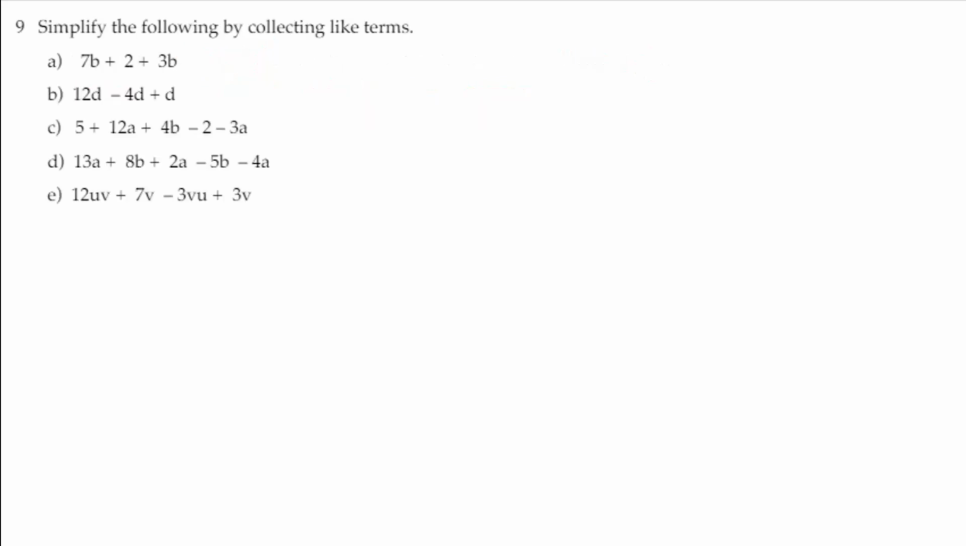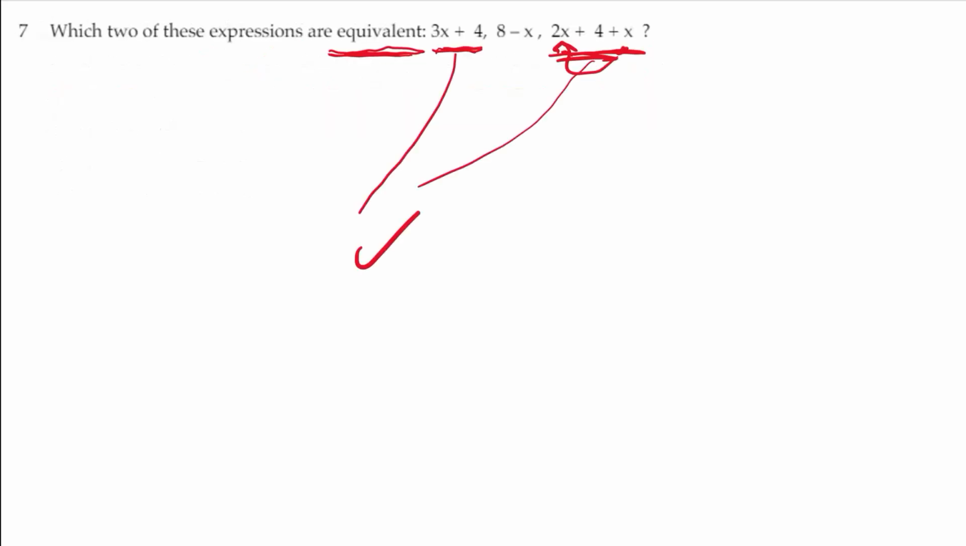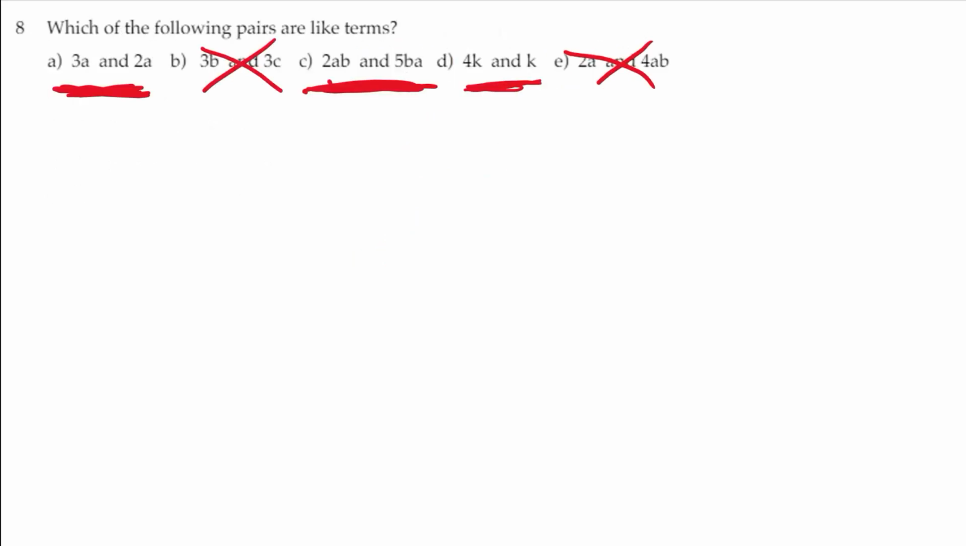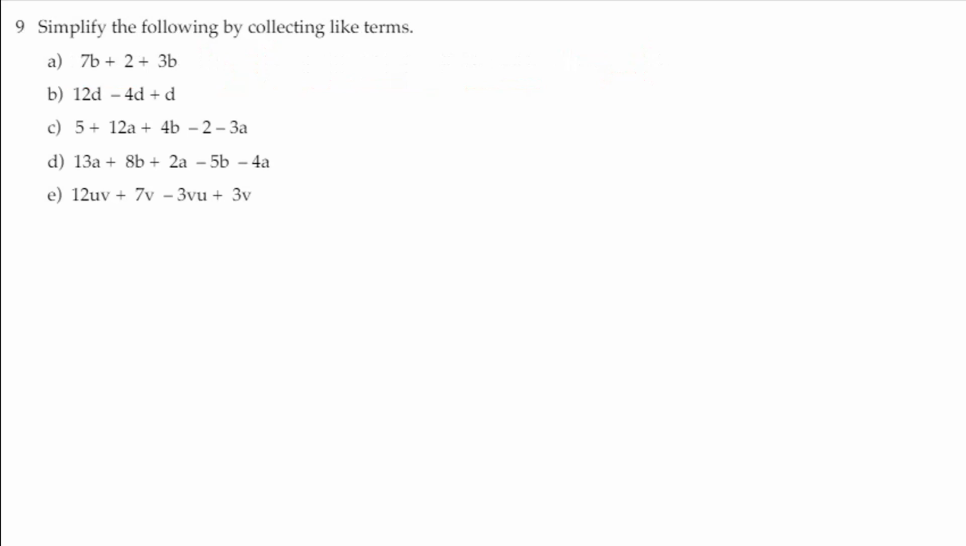Alright, number 9, simplify the following by collecting like terms. This is what I mentioned earlier. If we just backtrack this one, what we did was we took that x and added it to the 2x and came out with the 3x, the same as the first one. So we collected the like terms, and that's what we do when we simplify. We put all the like terms together.